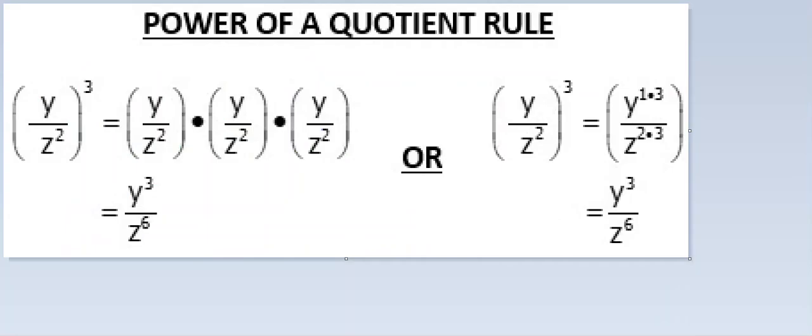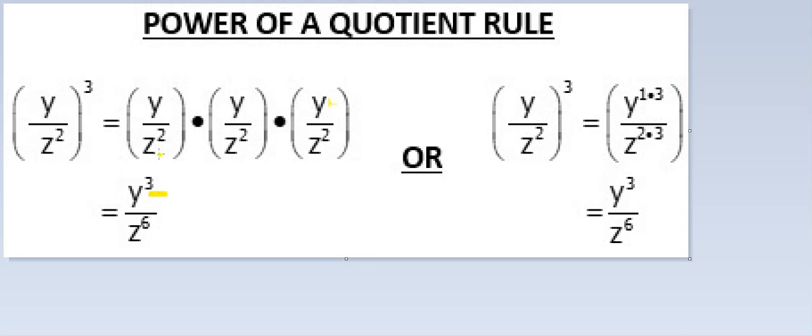All right, the next rule we have is called a power of a quotient rule. And we learned this kind of goes hand in hand with a power of a power rule. So what's happening here is this y divided by z squared is being raised to the power of 3. So what that means is y divided by z squared is happening 3 times. So what does that mean? That means I have 1, 2, 3 y's. So that's how I got that y to the 3rd power in my numerator.